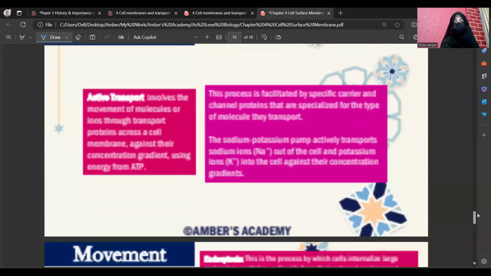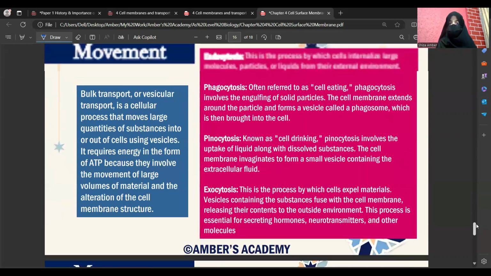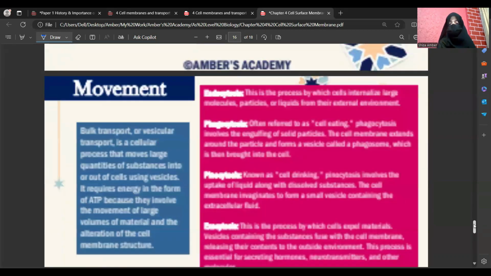And then you have active transport. Active transport is the exact opposite of diffusion: it's the movement of ions and molecules from a lower concentration to a higher concentration, and in this process you use ATP. Then bulk transport, yeah, so this is new, and bulk transport is very important for you guys.